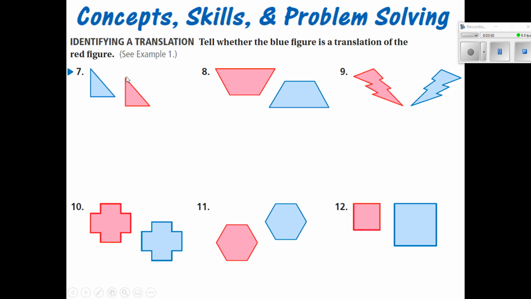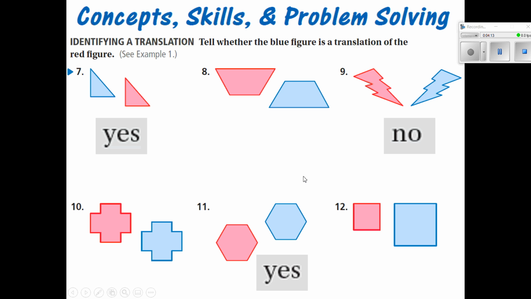It looks just like this. It just moved. So yes. This doesn't look like a translation. It looks like they flipped it upside down. Oh, wait a minute. I don't do number 8. I'm doing number 9. This does not look like a translation. If I move this to here, it would not look like this. And this one here does look like a translation. It looks like the same exact object moved up here.